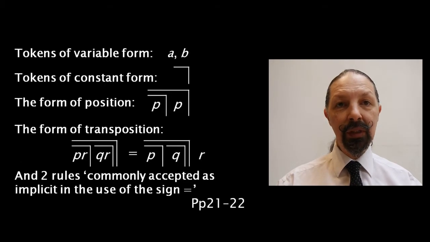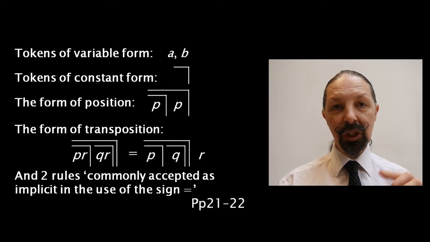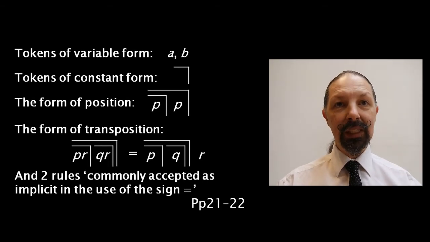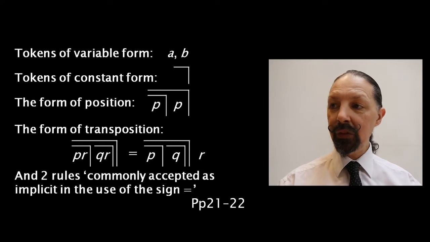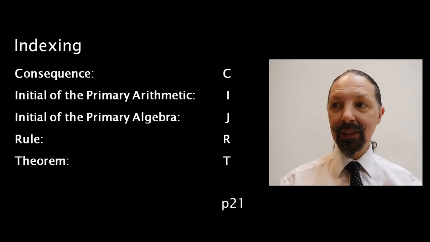We're going to use variable tokens, lowercase letters, constant form ones, marks, and the two forms of position and transposition we covered last time, and the two rules that we went through in a lot of detail in session 6. We're also going to use the indexing system, where C equals consequence, J1 for the initials of the primary arithmetic, J for algebra for the initials of the primary algebra, and R for rule, T for theorem.